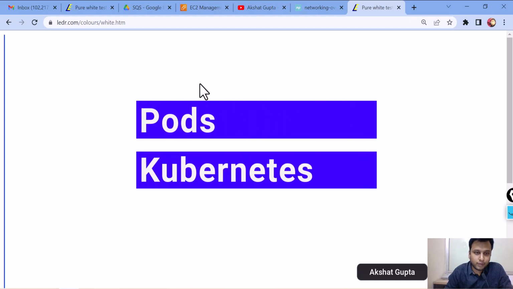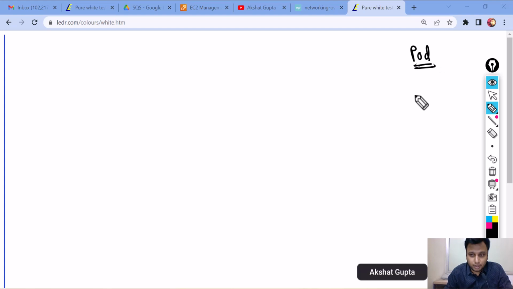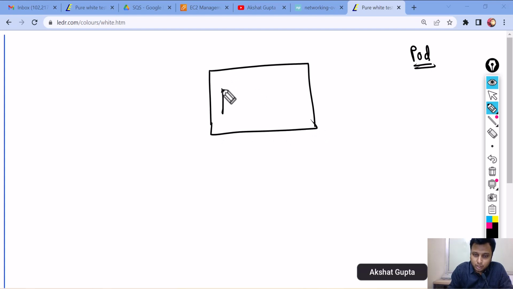Okay, guys, so today we are going to discuss the topic of pods, which is one of the very important topics in Kubernetes. So, what exactly is a pod? See, a pod is the smallest deployable unit within which the containers are present.